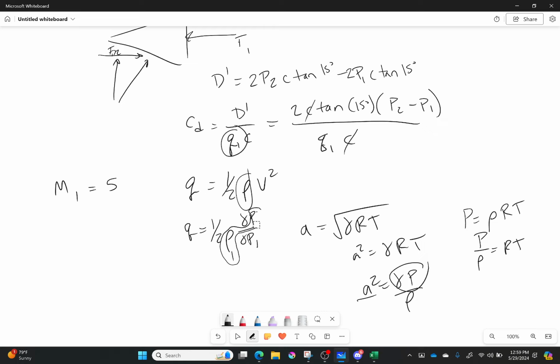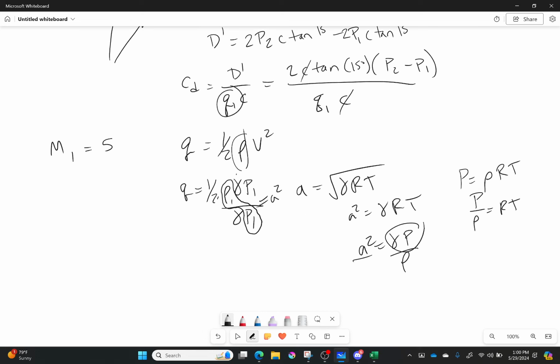Sorry. My handwriting is the thing that confused me. Okay. So I have this one, gamma P1 over rho 1. There we go. So this guy, that's what it's supposed to be, is equal to my speed of sound squared. So I'm going to plug it in.